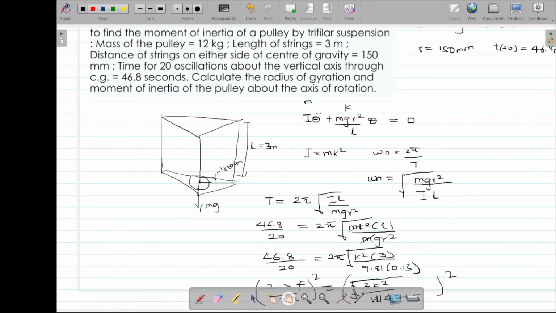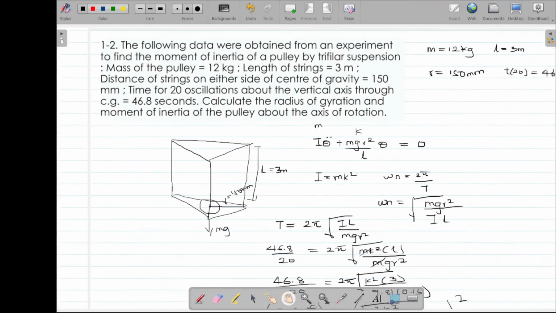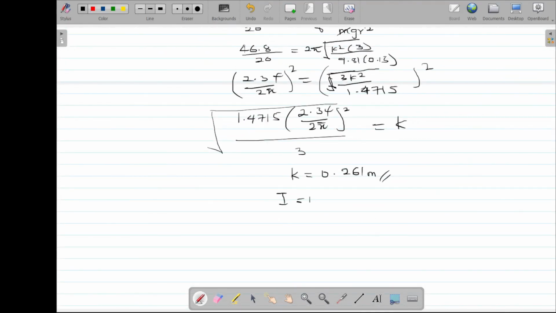Then we are supposed to find the moment of inertia. So I is equal to, the mass is 12. Of course. So I will be equal to 12 times 0.261 squared. So we have 0.82 kilogram meter squared. All right, so that is that.